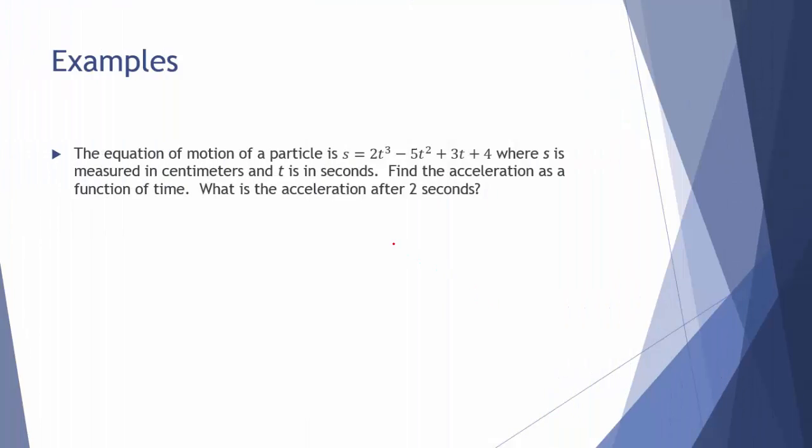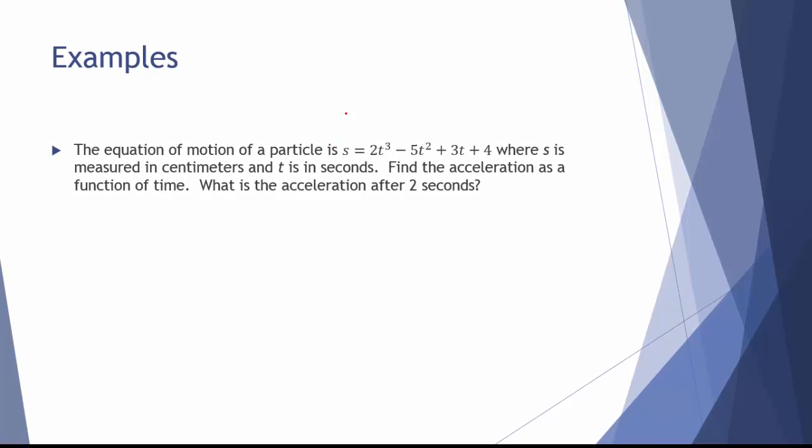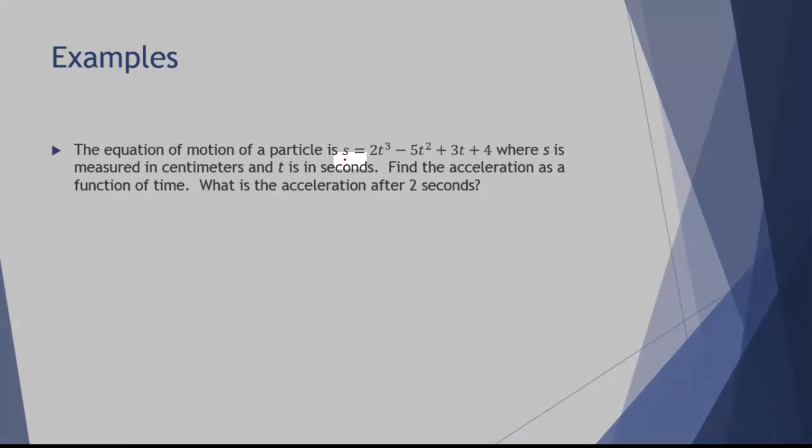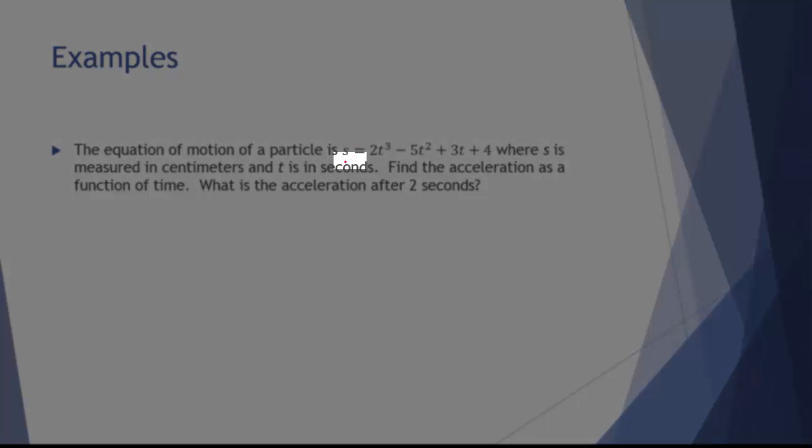The equation of motion of a particle is s equals 2t cubed minus 5t squared plus 3t plus 4, where s is measured in centimeters and t is in seconds. Find the acceleration as a function of time, and what is the acceleration after 2 seconds. So we start with a particle's equation of motion. This is the equation that gives position as a function of time.